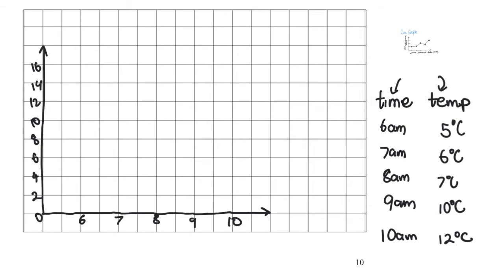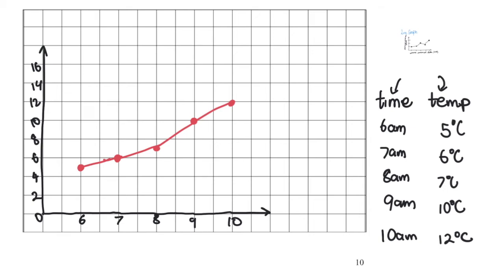At 6 a.m. it is 5 degrees. Boom. At 7 a.m. it is 6 degrees. Boom. At 8 a.m. it is 7 degrees. Boom. 9 a.m. it is 10 degrees. Boom. 10 a.m. it is 12 degrees. Boom. You draw some lines. Oh my gosh. You have a line graph. You'd use a ruler. But hold up.